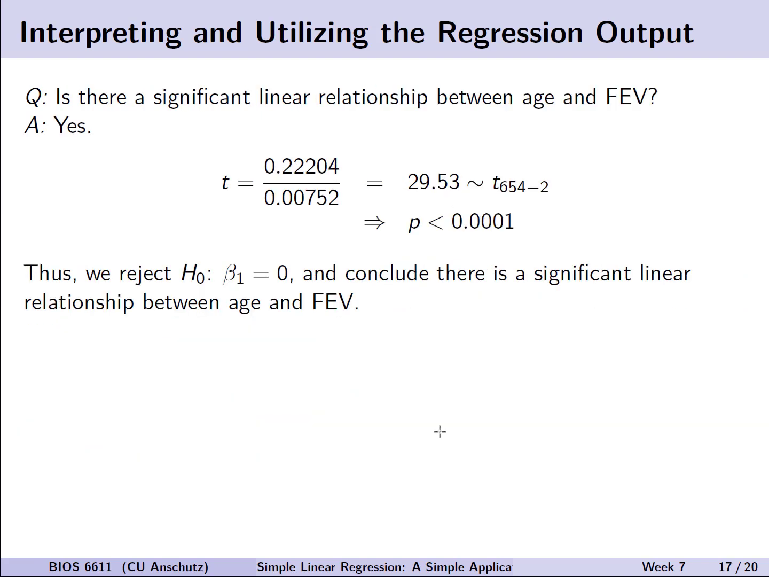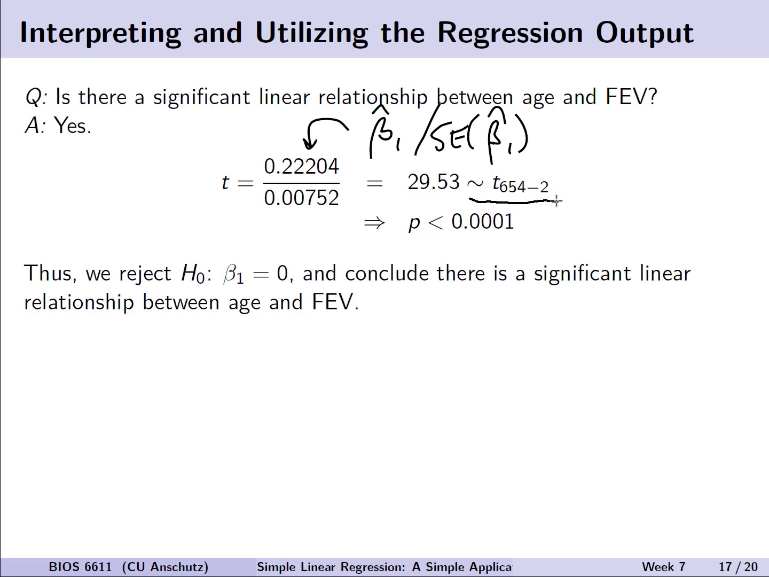We now may wish to ask the question, well, is there a significant linear relationship between our predictor of interest, age, and the outcome FEV? And the answer here from our regression table is yes. We can see here that if we calculate that t-statistic, again, that ratio of beta 1 hat divided by the standard error of beta 1 hat, right there, we see that that equals the 29.53 we saw on our regression coefficient output table in both R and SAS.